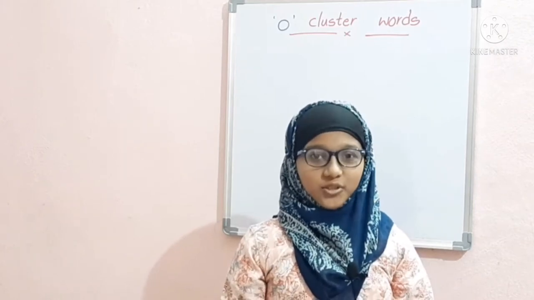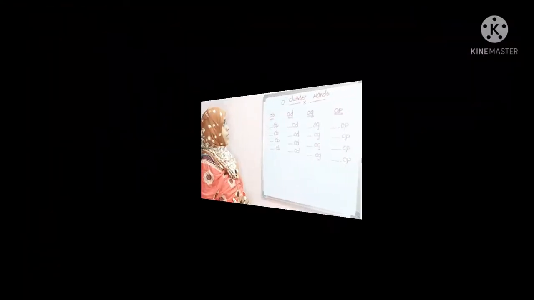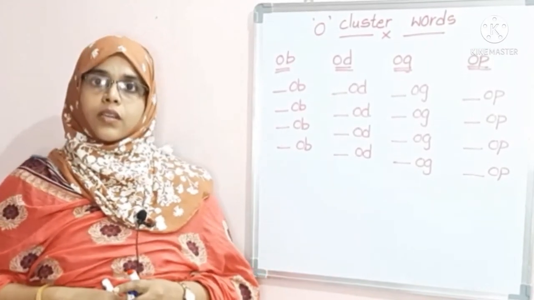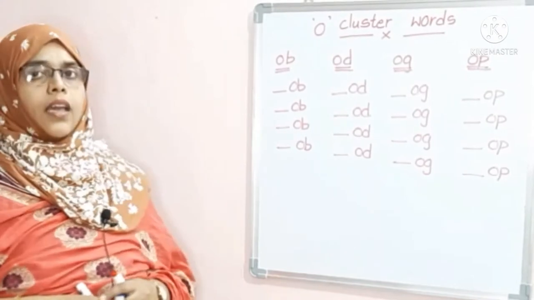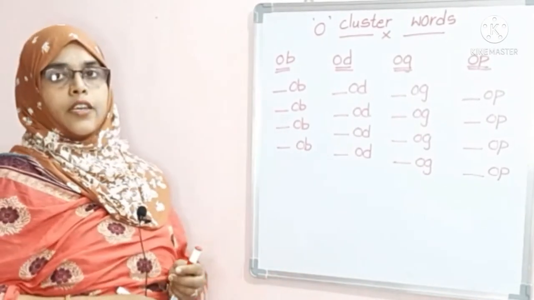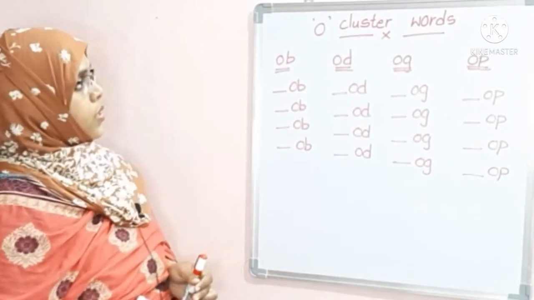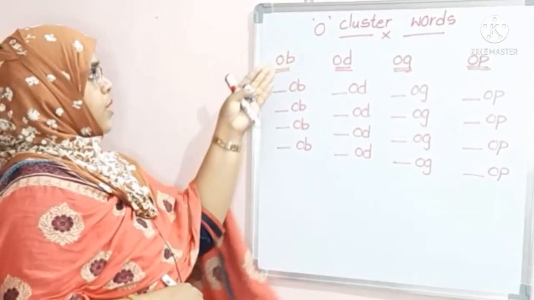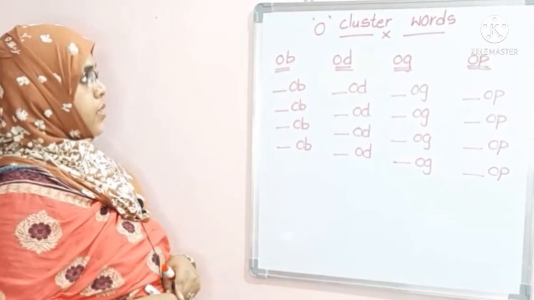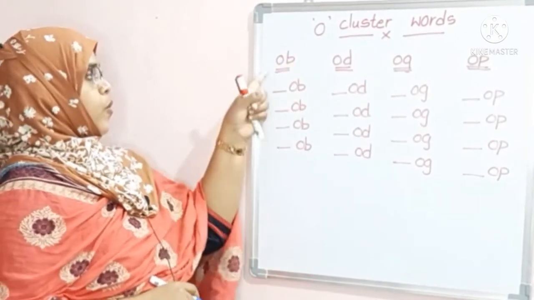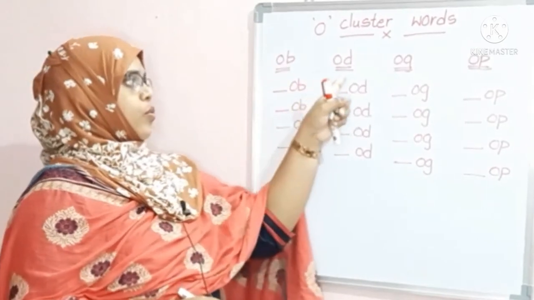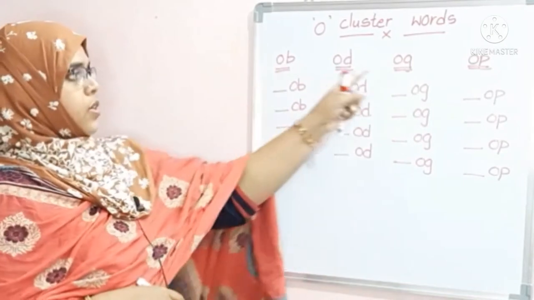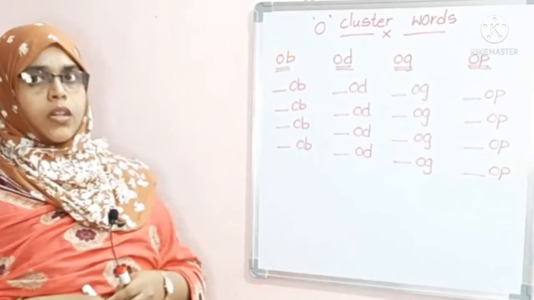Today my mama is going to explain O cluster words. I have explained the words using the clusters of A, E, I. Now I'll be explaining the words using O clusters. These are the different clusters using vowel O: OB, OD, OG, and OP.